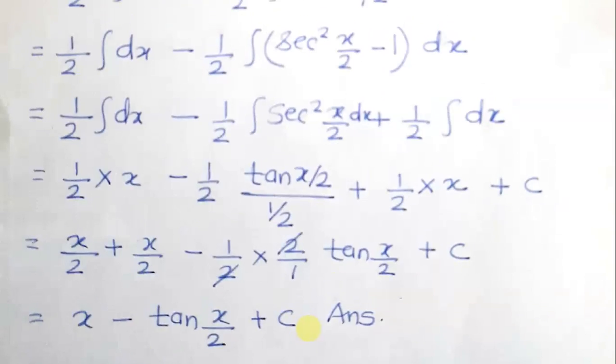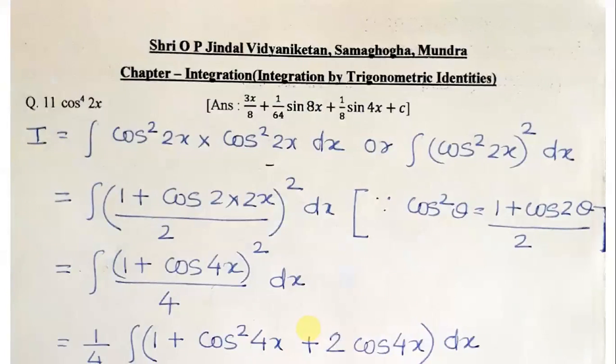Okay, let us see the next question now. Question number 11. See, power of cos is given 4. We know that if the power of cos is given 2, we have the formula. See, cos square theta is equal to 1 plus cos 2 theta upon 2. If the power of cos is 3, then also we have the formula. It is also applicable. Okay, but if the power of cos is given 4, then which formula we can apply? We do not have the formula.